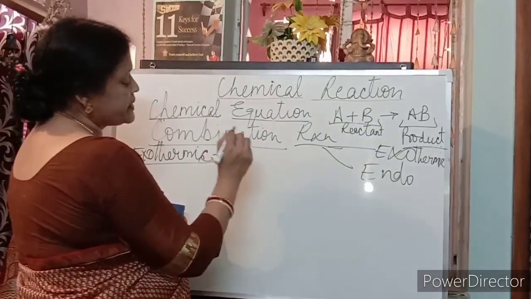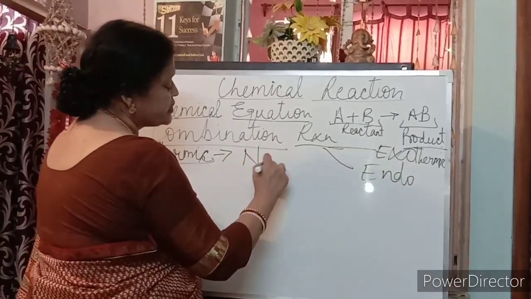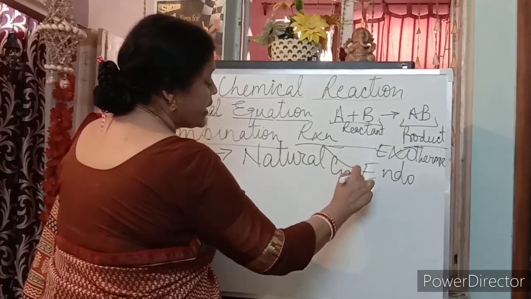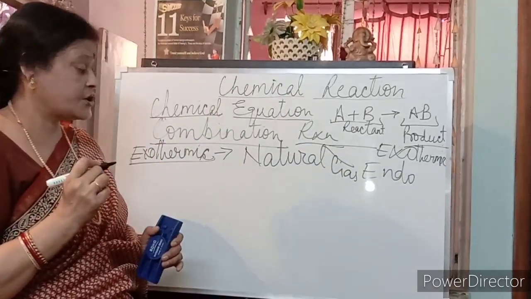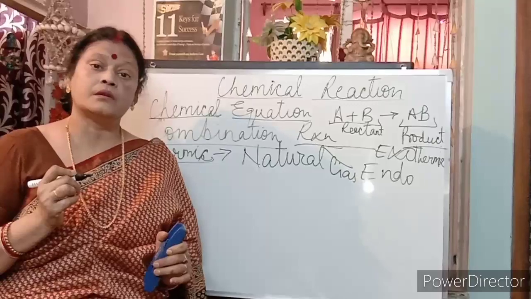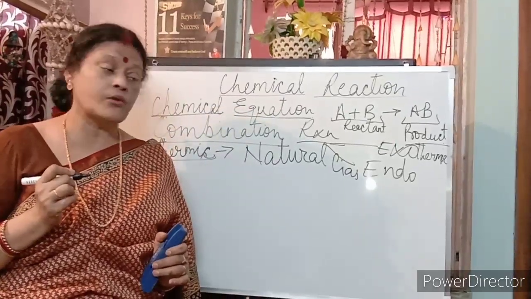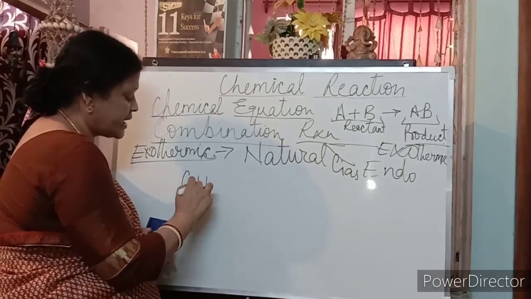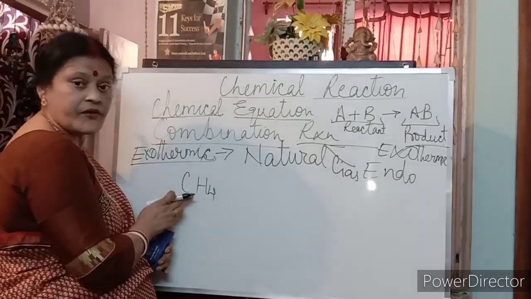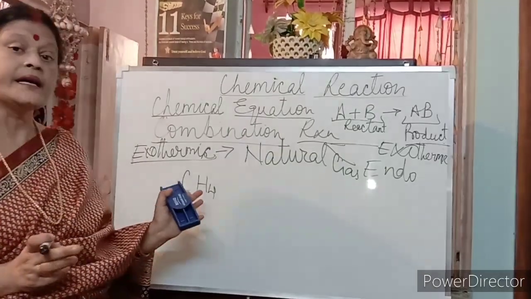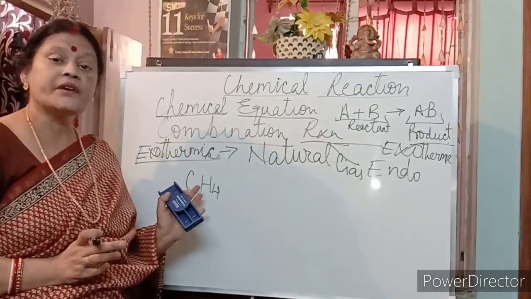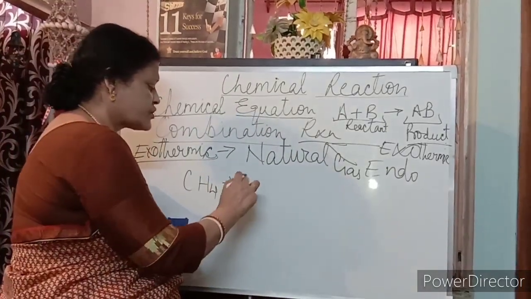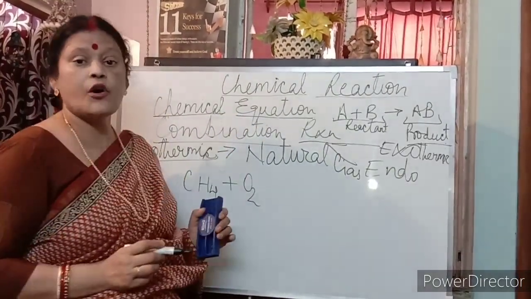Now, the first example is burning of natural gas. Any natural gas, that is CNG, LPG, or kerosene, diesel, these are also fuels. For example, if I take methane gas, methane is made up of hydrogen and carbon, that means it is a hydrocarbon, or we can call it natural gas. Now natural gas, when it reacts with oxygen, this oxygen is coming from air.